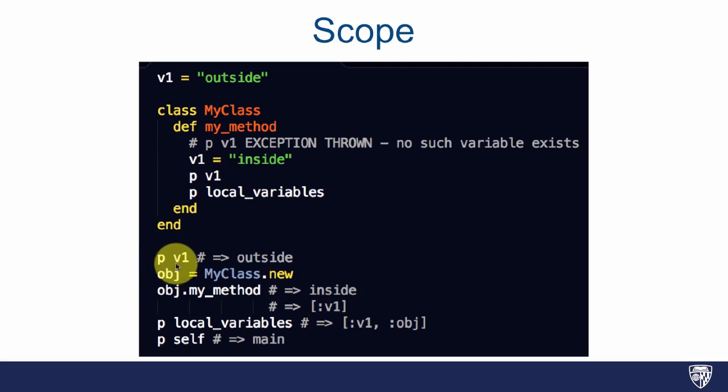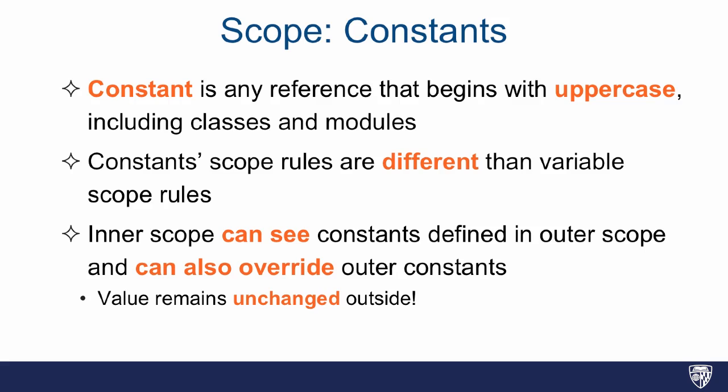Now, you could of course print v1 outside of a class, and you'll get "outside" because that's the same scope. And if you print local variables at this point, you'll get v1, and you'll also get object, which is this variable, which was just defined a few lines ago. So that's how variables work.